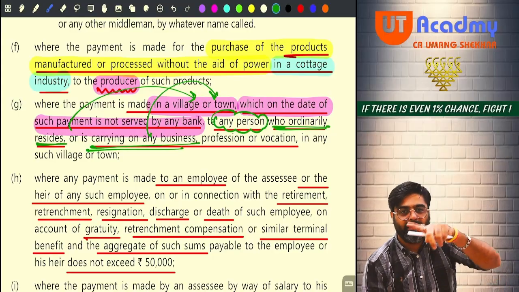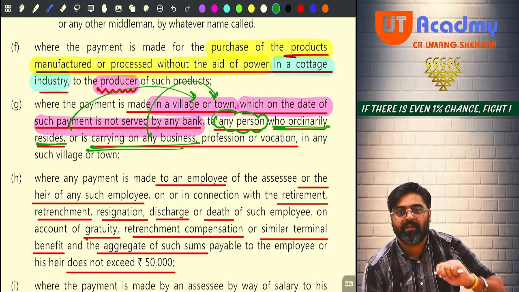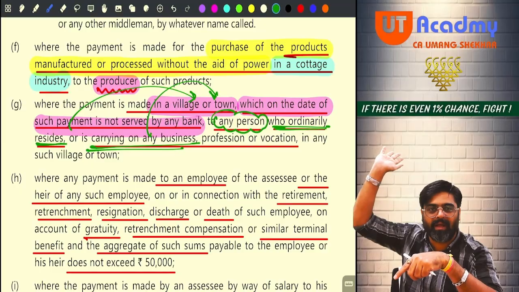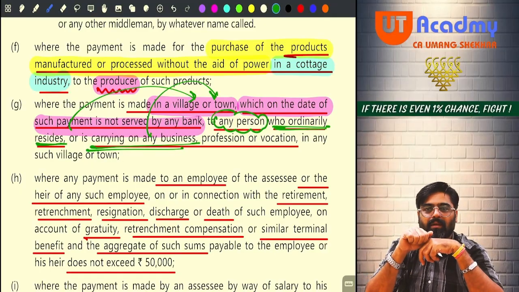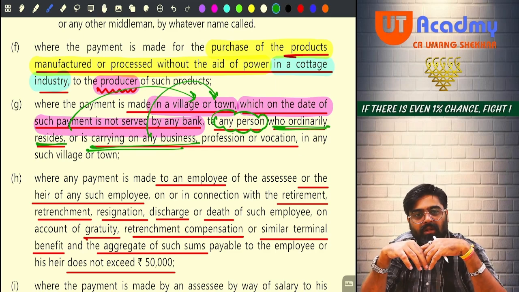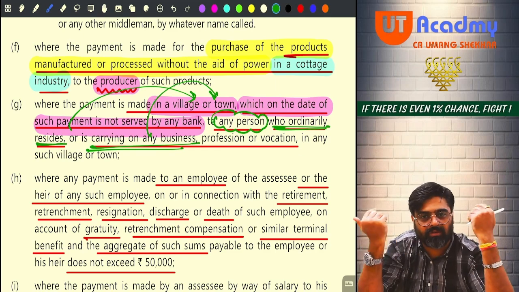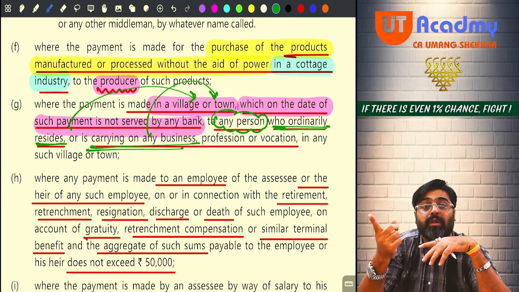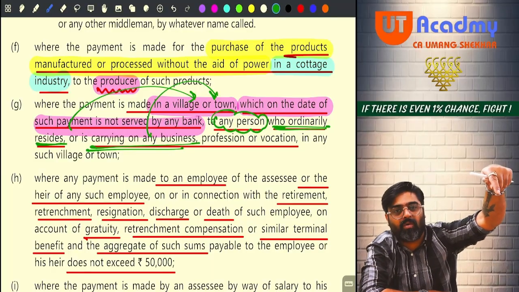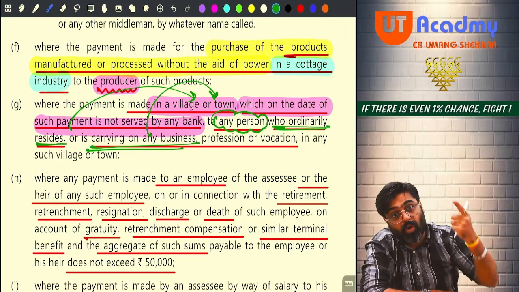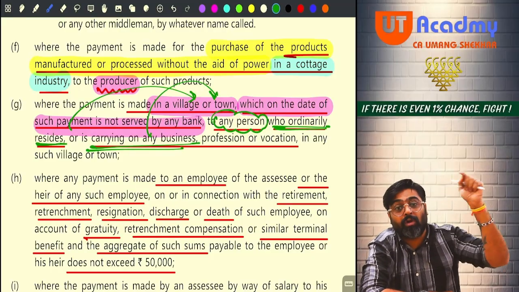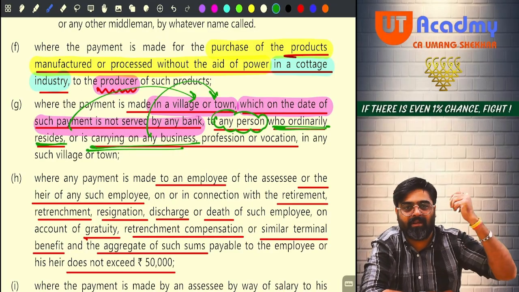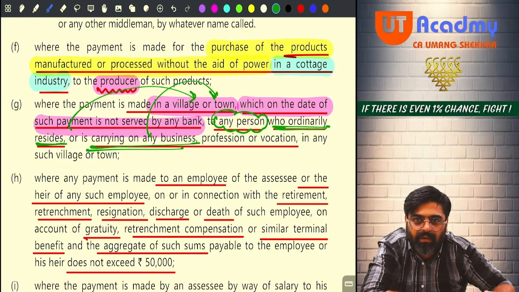Right now, everywhere you can see the scanner, QR code and everything, but this provision is not made right now. Rule 6DD is made long back, keeping this in mind. And even now, there are many places where there is no banking system, no QR codes, nothing. So for your business or profession, if you are buying goods or taking services in this village or town from a person who ordinarily resides or does business there, how can you make the payment in prescribed modes? You cannot. Getting my point?